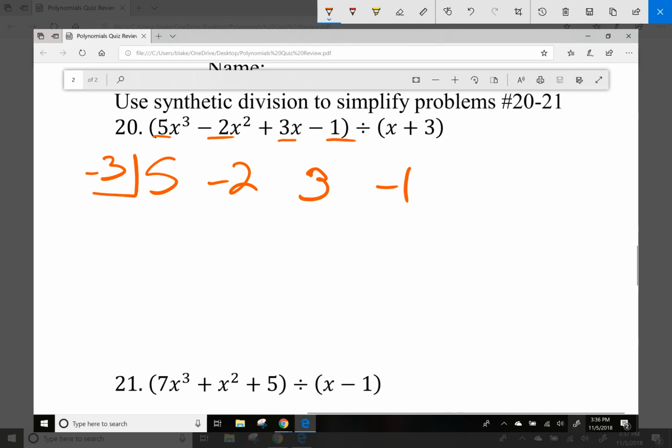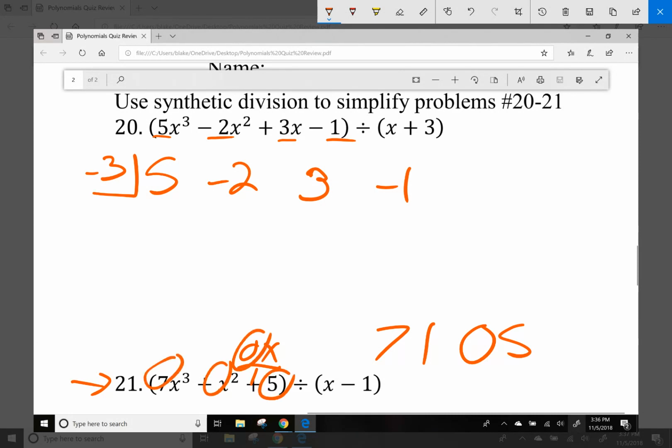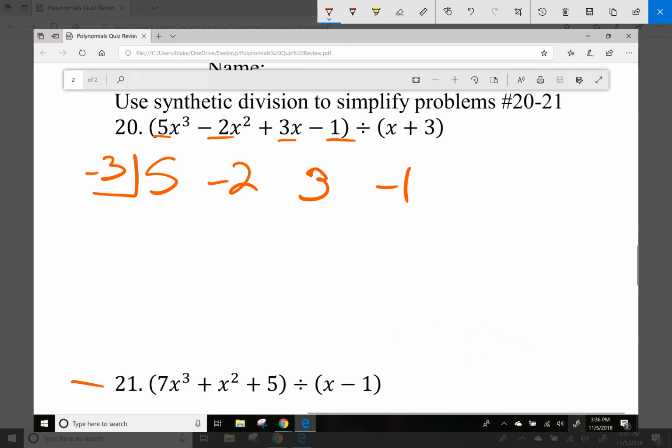Okay, now keep in mind, if you have any terms missing, like you do here in number 21, I'm not going to do number 21, but notice it doesn't have an x term. You need to make sure that you use 0 in that spot. So the coefficients in 21 would be 7, 1, 0, and 5. But I'm not going to do that one, but make sure when you set that one up, that's where you set it up. So now, that's the setup.